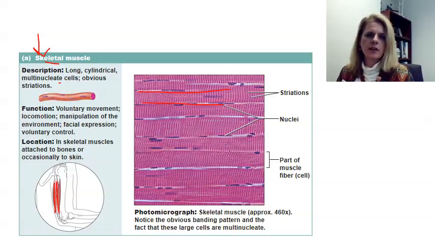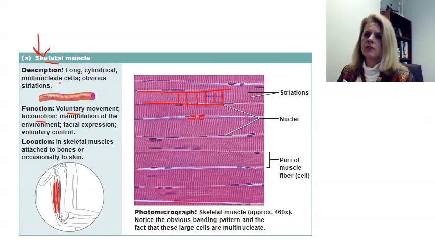Skeletal muscle is always striated. You're going to see these stripes in it. We'll talk about what those stripes are later on, but right now just know that they have these stripes. They have a lot of nuclei. And we use these for voluntary movement, for locomotion, to move, to walk, to manipulate our environment.